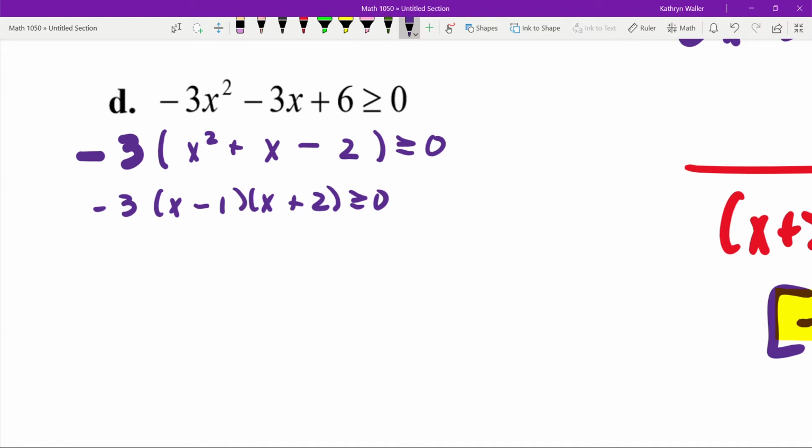Okay, what's my next step? Get it equal to 0, factor, try not to look. What's the next thing? Critical numbers. Good. So critical numbers, x equals. I want to ask you something.